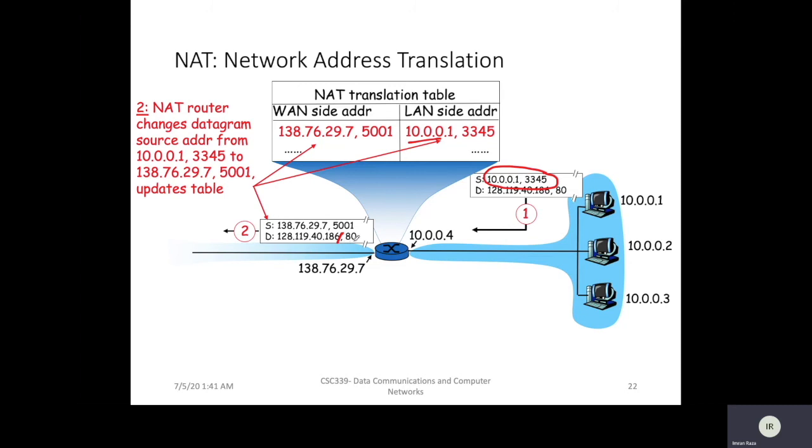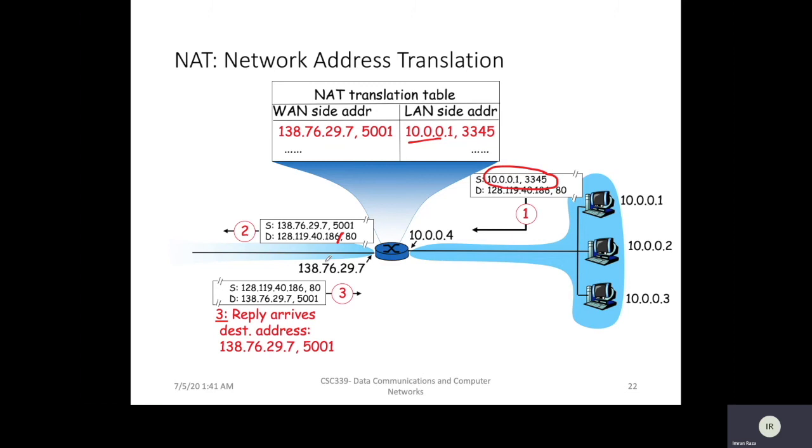128.119.40.186 from process or port number 80. What will be the address of the destination in response? Okay, let's try to look at it. Now, a response is generated by the destination. Destination is now the source, obviously. So this is the same, right?